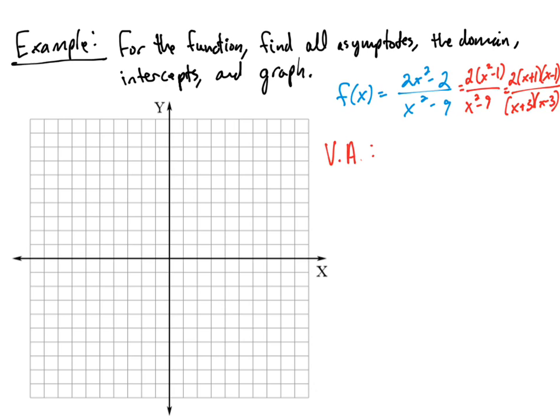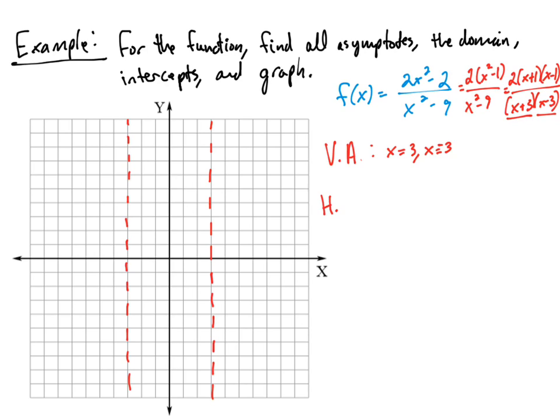So let's go ahead and find the asymptotes. The vertical asymptote, remember, is what makes the denominator 0. So what makes each of these factors equal to 0? So we're going to have 3 and negative 3. We write these as equations because they are lines. So what I'm going to do is go ahead and graph each of the vertical asymptotes, one at 3, one at negative 3.